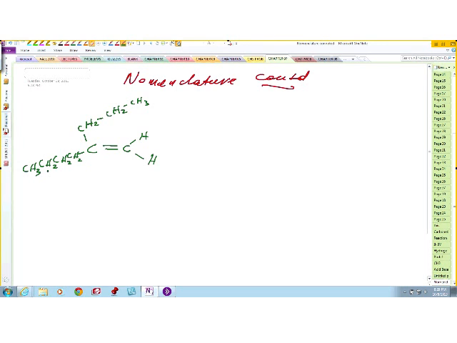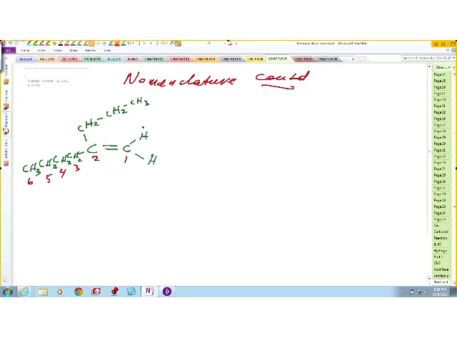Okay, if I ask you to name this molecule, the first thing of course you have to do is to determine the longest carbon chain, right? What is the longest carbon chain that contains the carbon-carbon double bond? 6. Okay, where do you start counting? From here? No, from here, right? Yeah. So you say carbon 1, carbon 2, 3, 4, 5, and 6.